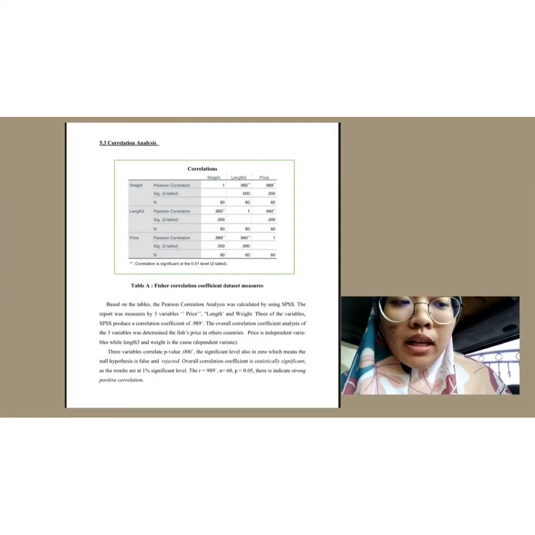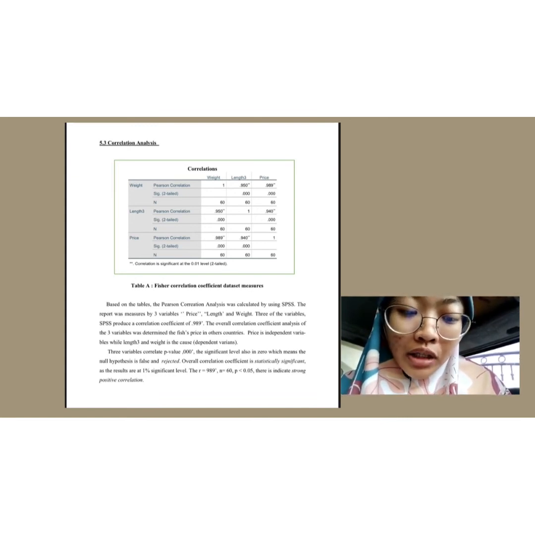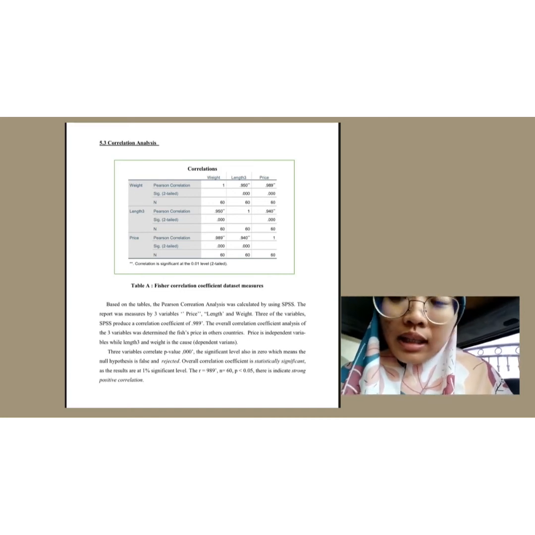Now, I will explain part 5.3, correlation analysis. Based on the table, calculated by the SPSS system, the table was measured by three variables, which are price as the independent variable, and weight and length three as the dependent variables. The three variables produce a correlation coefficient of 0.989. So the overall result is statistically significant.